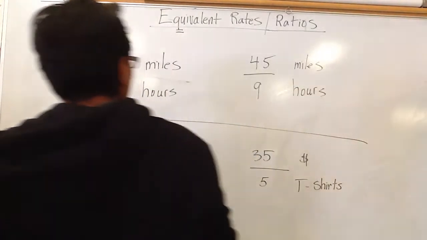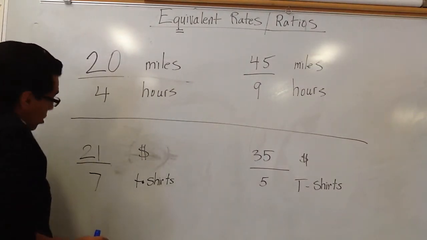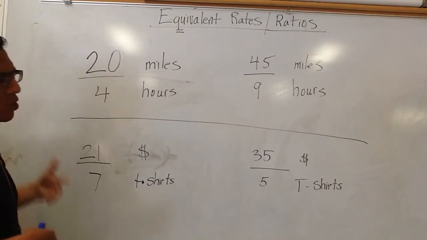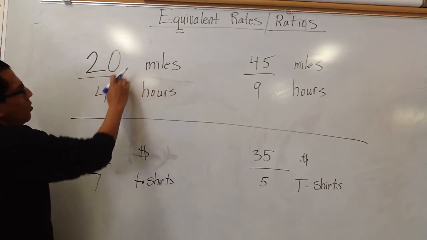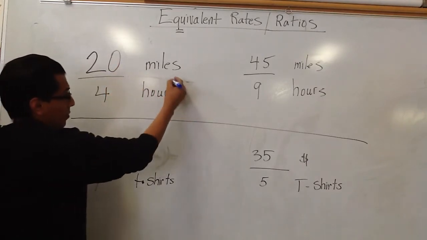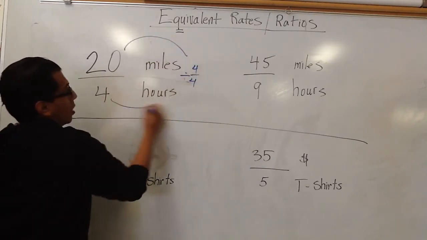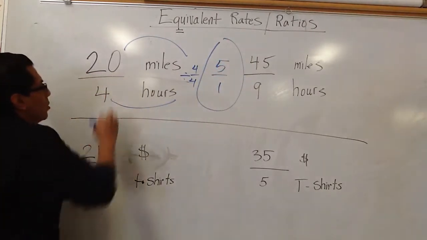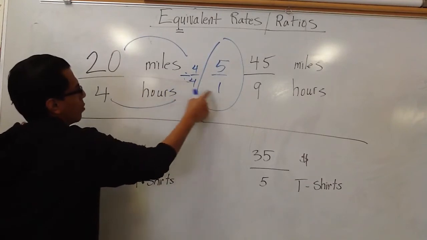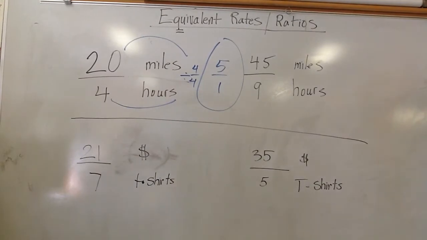So the first strategy I want to teach you is called the unit rate strategy. We can treat these like fractions. I would simplify these down as much as possible. So what can I do to 20 over 4 to get it into its simplest form? I'm going to divide it by 4 over 4. And what am I going to get? I'm going to get 5 over 1. 20 divided by 4 is 5. 4 divided by 4 is 1. So at its most simplified rate, let's just call it unit rate, is 5 to 1.